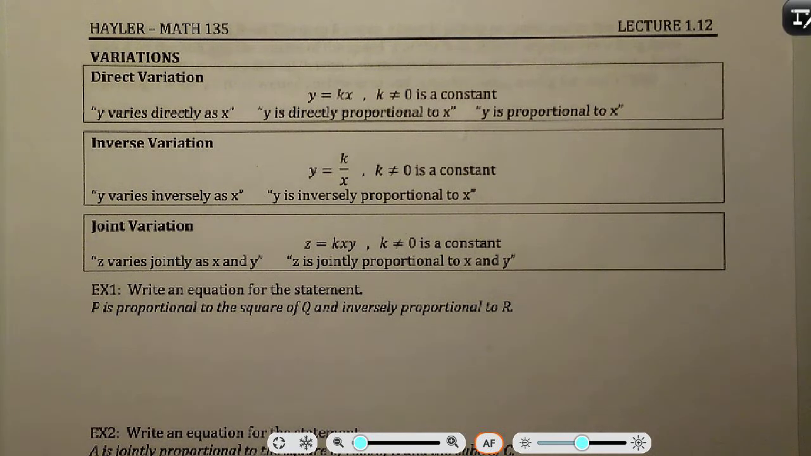So, lecture 1.12. This is the last section for chapter 1. Huzzah! Okay, so here we are, we're working with variations. So a few different ways that we can look with variation.